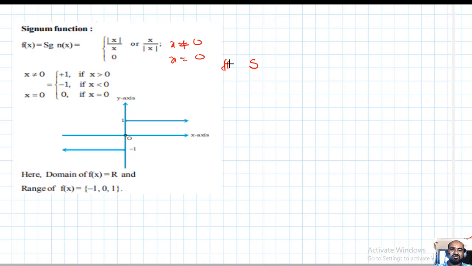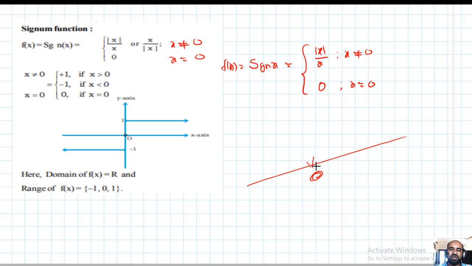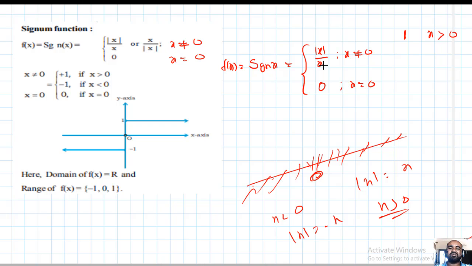f of x equals sgn x. They define it as mod x by x for x not equal to 0, and 0 for x equal to 0. Again you can divide it into two pieces: x greater than 0 and x less than 0. In the case x greater than 0, mod x equals x only, so x by x is 1. I will write 1 for x greater than 0. If x is less than 0, the modulus of x is minus x, so minus x by x is minus 1 for x less than 0, and 0 for x equal to 0.